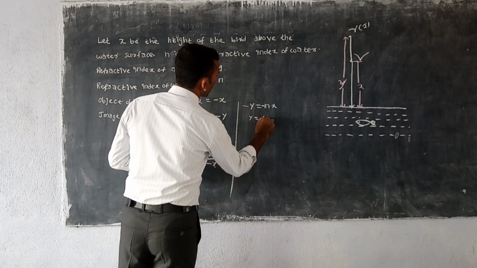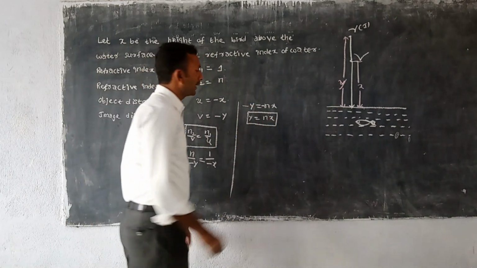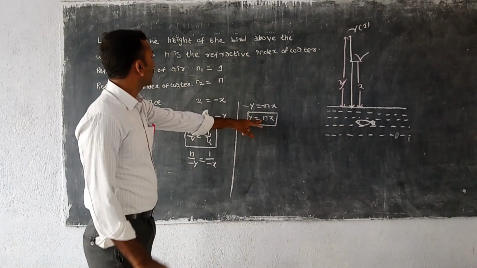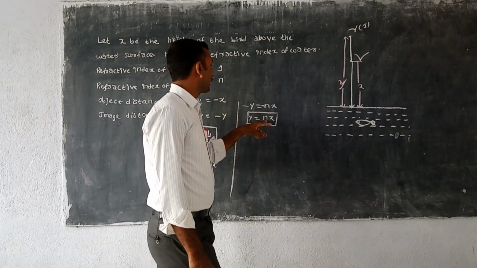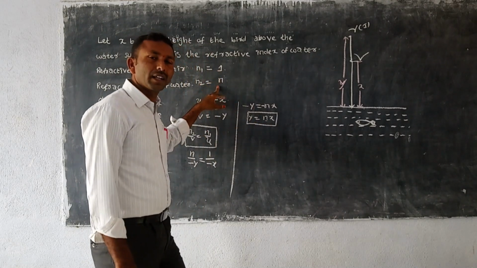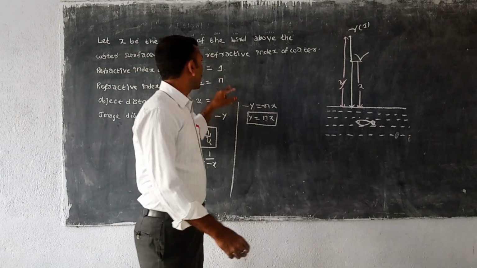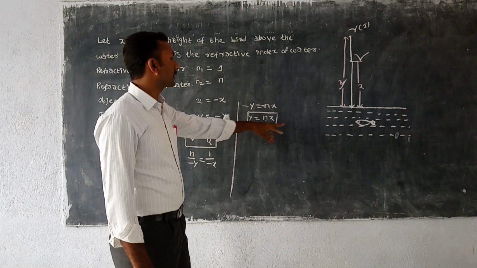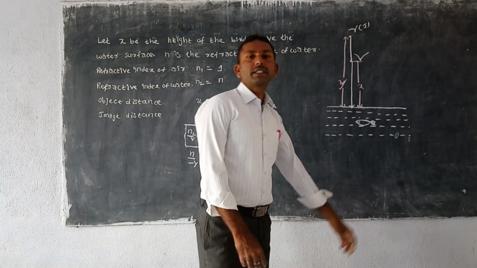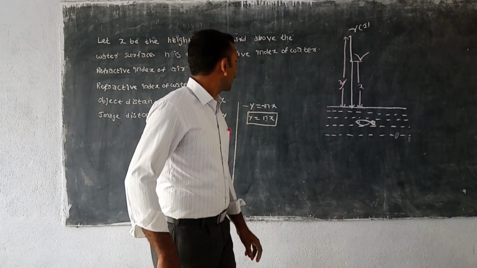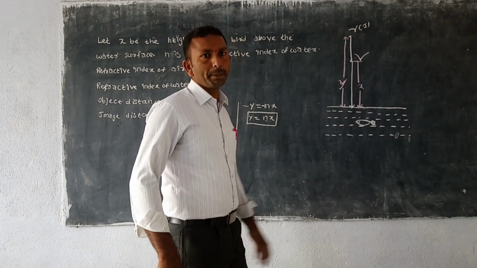So Y equals to what? Y value is Nx, and here what is the N value? N value is the refractive index N2. So here, is the N value greater than 1 or less than 1? N value is greater than 1 because it is the refractive index of water. That means the distance between the fish and bird is greater than the distance at which the bird appears.